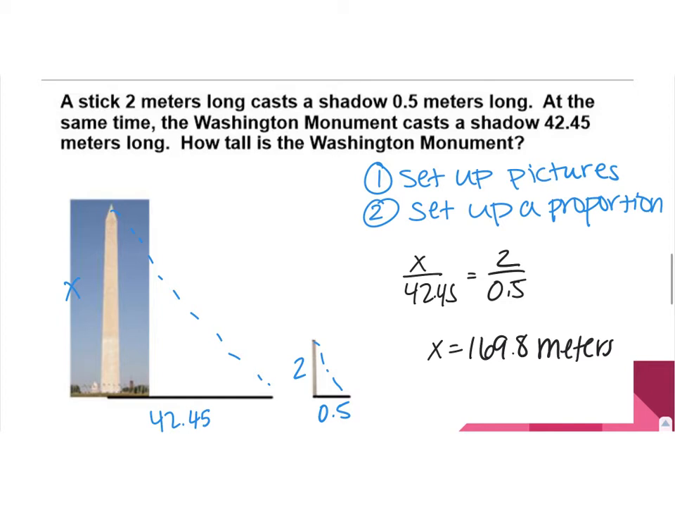I gave one example of how to set up a proportion. Make sure you show me your cross multiplication, and you should have gotten an answer of 169 and 8/10 meters. Don't forget your label.